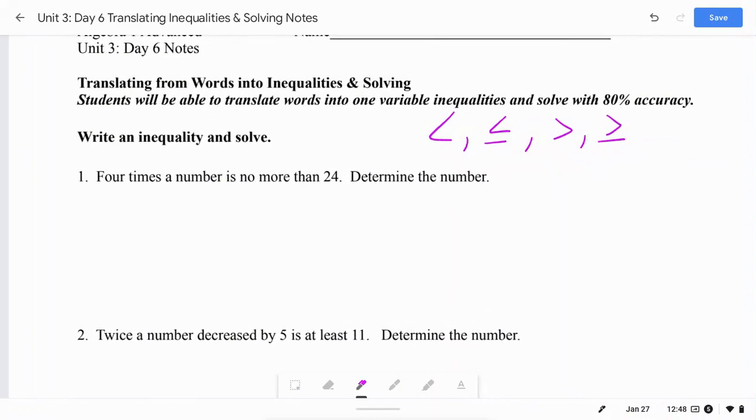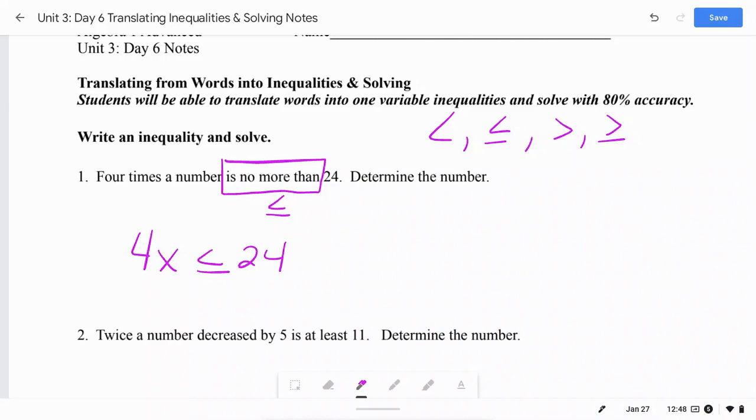So the first example says 4 times a number is no more than 24. Determine the number. So first I want to figure out what type of inequality symbol to use. So I see the keyword is, and it says is no more than. So if we look at our table, is no more than would be the less than or equal to symbol. Okay, so now I just need to figure out how to translate the rest. So it says 4 times a number, so I can just write that as 4x. Is no more than, so less than or equal to 24.